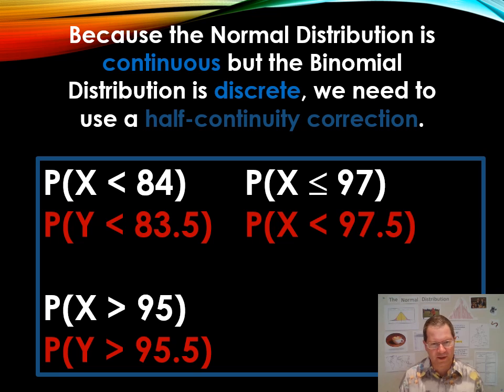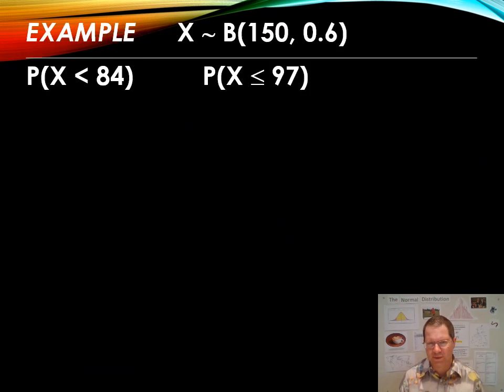Just to summarize, with the top left question, we don't want to include 84, so we want 83.5 or less. For the bottom left example, we don't want to include 95, so we start at 95.5 and go upwards. But for the top right, where we do want to include the 97, we go lower than 97.5 to ensure that 97 is also included. Okay, so let's apply this to an actual question.